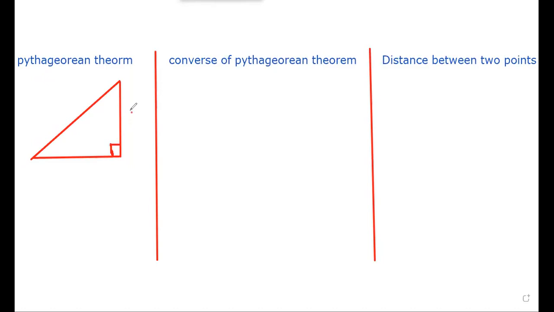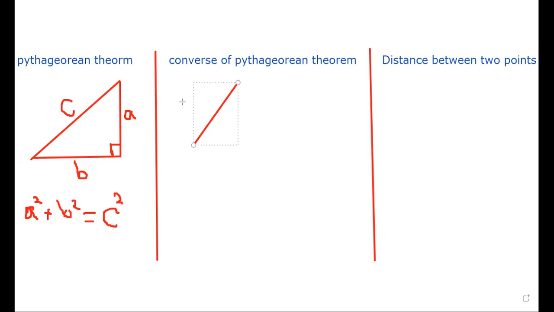And we said we can say that the first leg is a, the second leg is b, and the third leg is c, right? So we have the formula a square plus b square equal c square. What about the converse of the Pythagorean theorem?